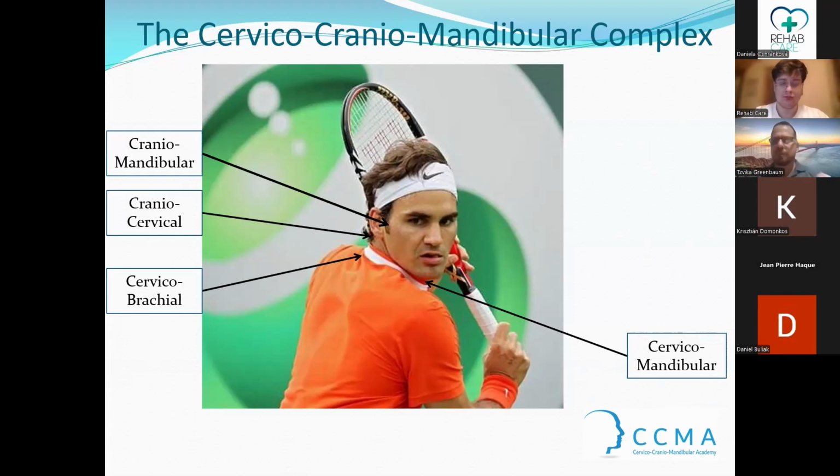But if you observe the mandible, it's connected to the cranium from the superior aspect, but it's connected to the throat and the neck from its anterior aspect. And I would say this is the cervicomandibular junction. It's another junction that is not discussed enough in the literature until now, but it is a very critical junction.